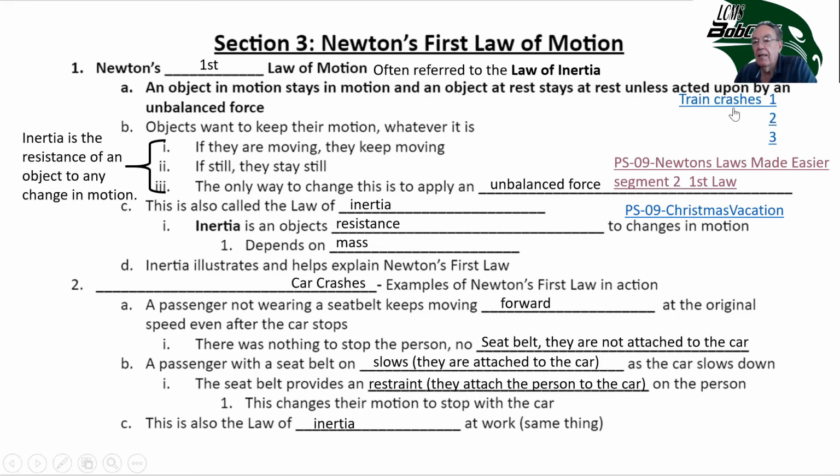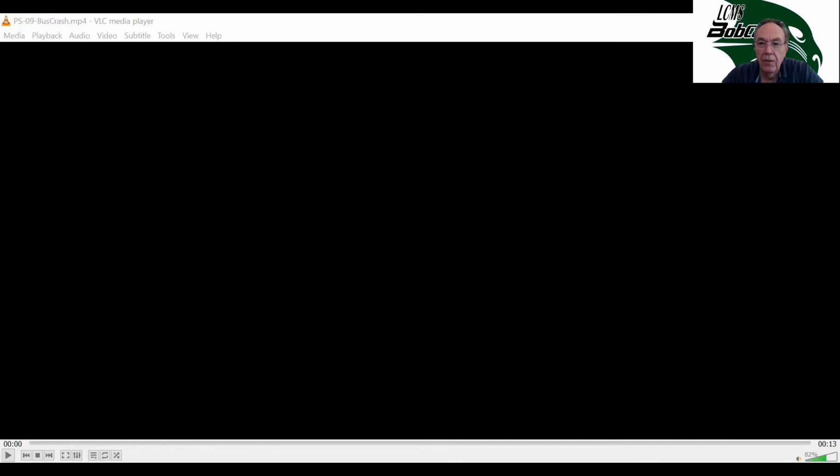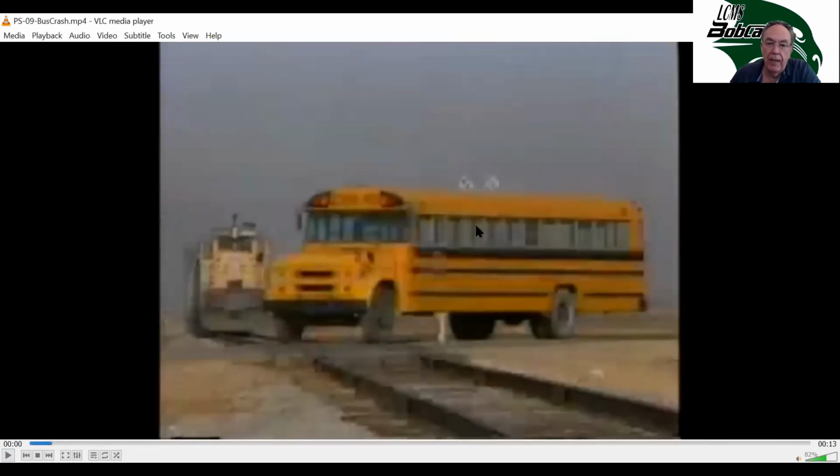And then there's this last clip on train crashes. Trains have a huge mass, so they have a lot of inertia. They have a resistance to changing their motion. There's three little videos I wanted you to take a look at. And one of the things we said inertia depends on is the mass of the object. So in this first video, we see this school bus, and it has a lot of inertia. It has a resistance to changing its motion.